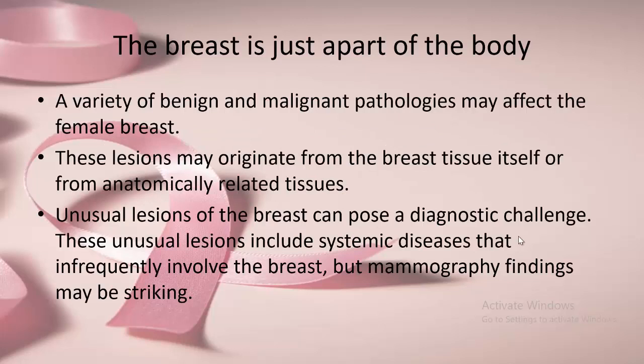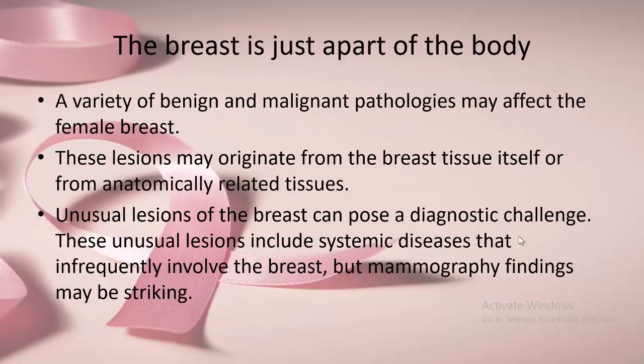The breast is just a part of the body, so a variety of benign and malignant pathologies may affect the female breast. These lesions may originate from the breast tissue itself or from anatomically related tissues present in the breast. Unusual lesions of the breast can pose a diagnostic challenge. These unusual lesions include systemic diseases that infrequently involve the breast, but mammography findings may be striking.